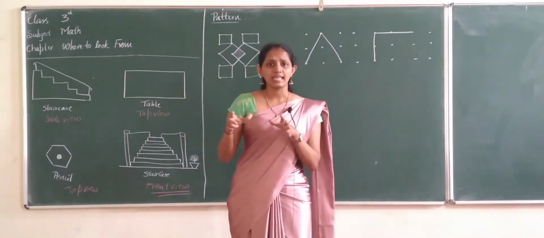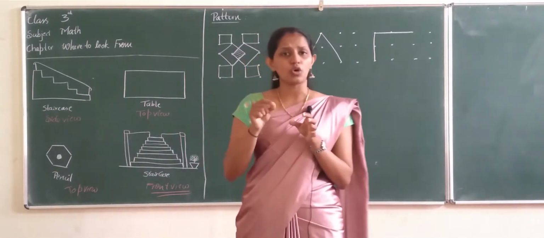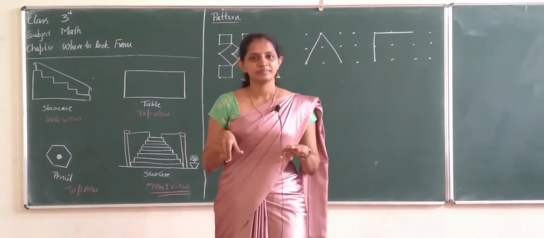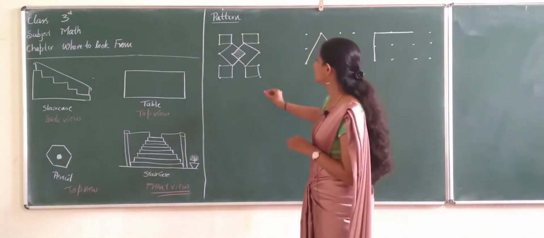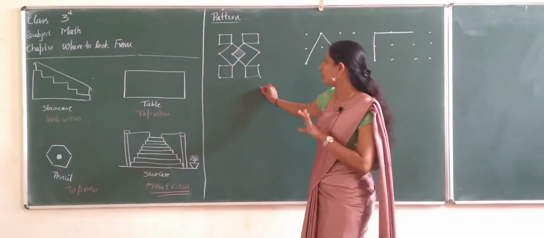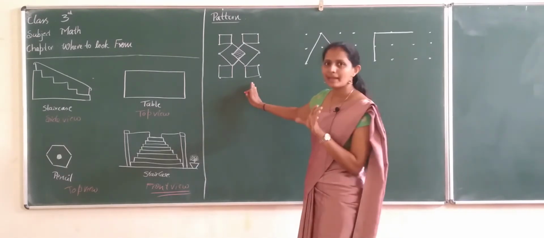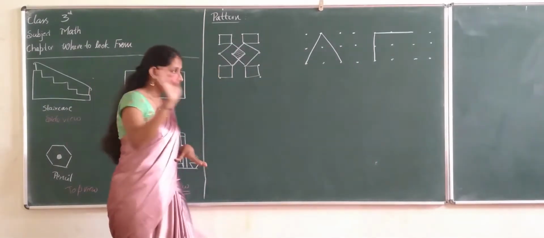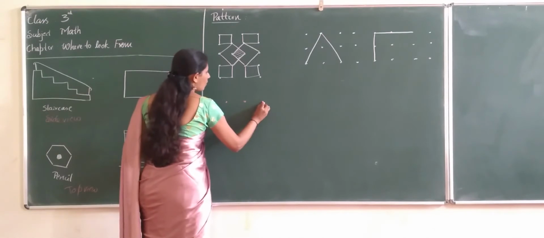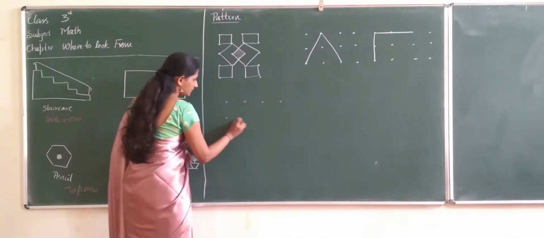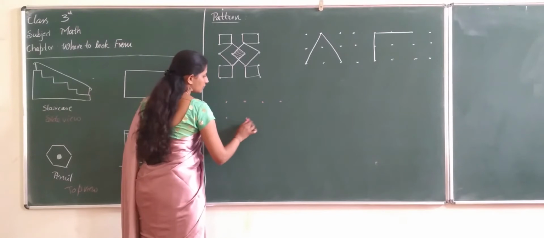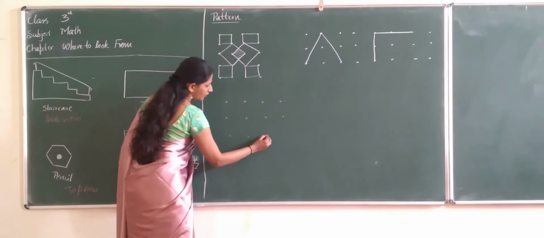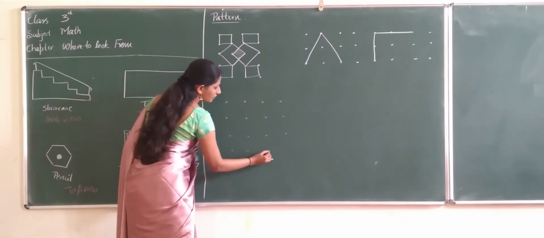In the rangoli they use some dots, and by joining those dots they make a rangoli. Correct? I have already drawn one design or pattern. It is not a rangoli, it is a pattern. Correct? How to draw this one? Firstly, I draw dots, 4 dots. 1, 2, 3, 4. A row of 4 dots and a column of 4 dots.